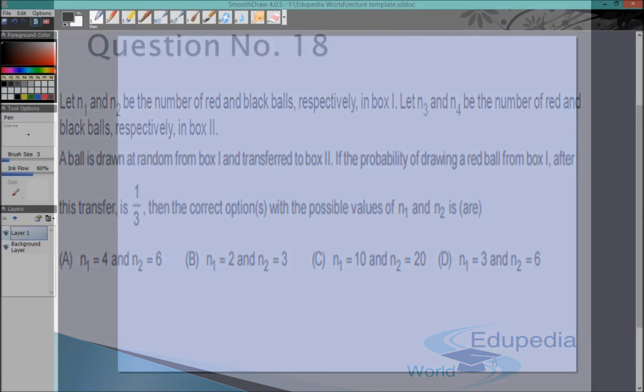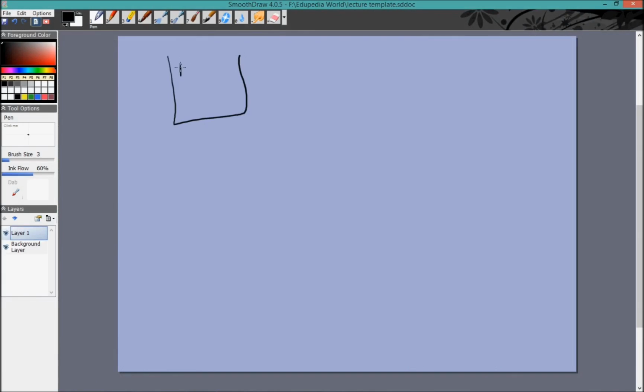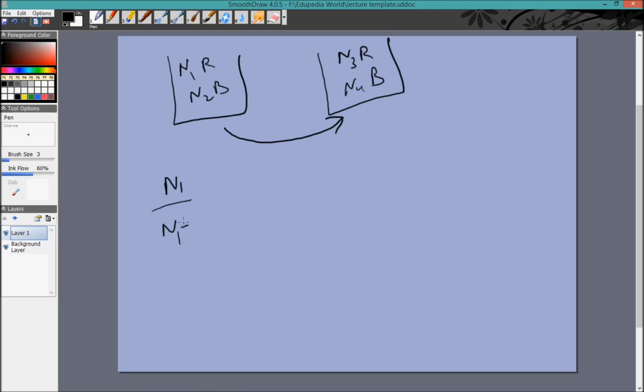in the next part of this question, we have the same setup, n1 red balls, n2 blue balls, and another box, n3 red, n4 blue. We take one ball from this into this, and after that we calculate the probability of picking up a red ball from this box. So when we take one ball from this box to this box, it could have either been a red ball or a blue ball. The probability of it being a red ball would have been n1 by n1 plus n2.